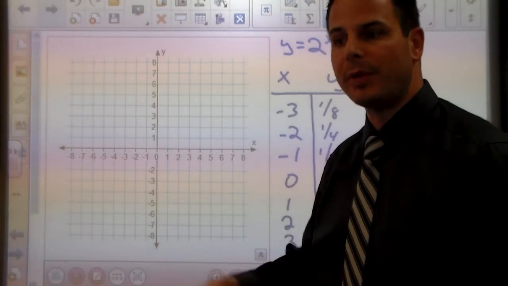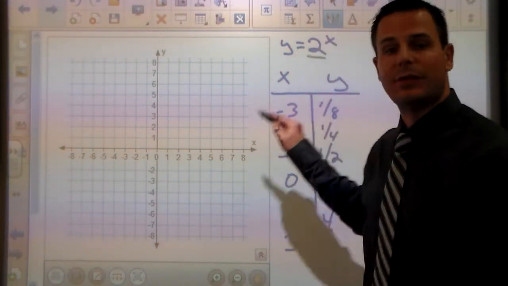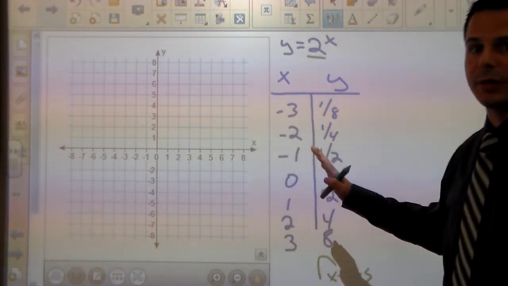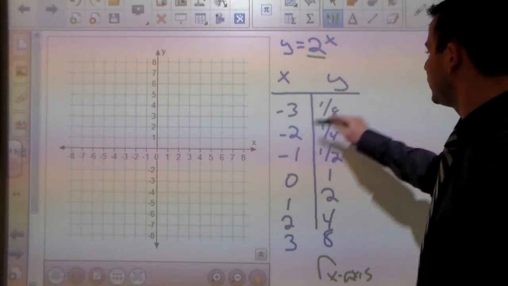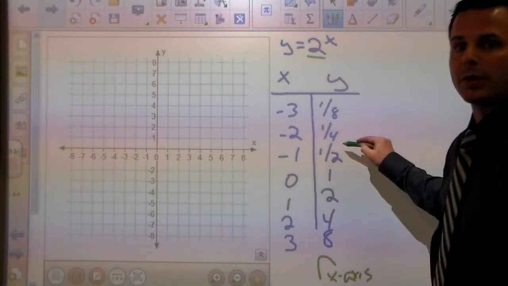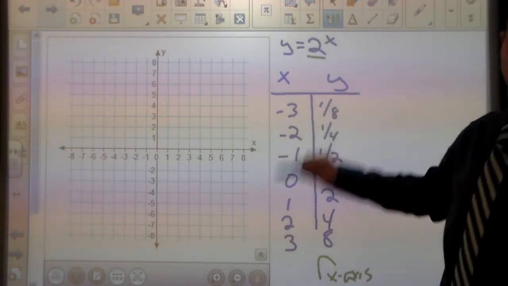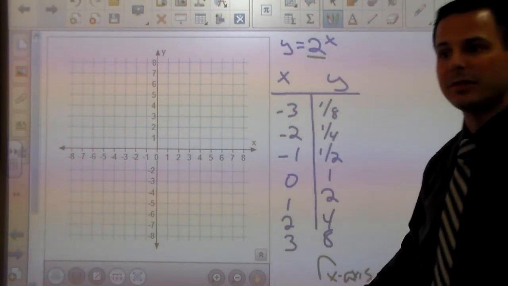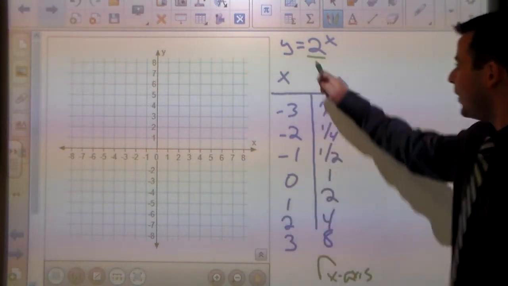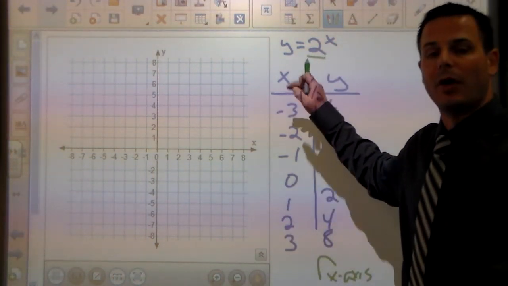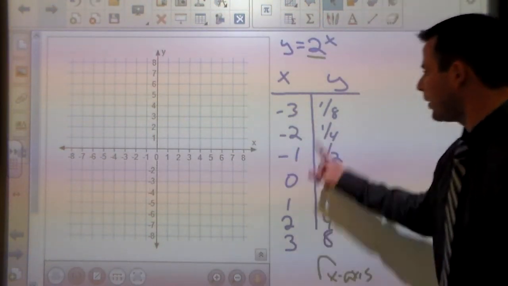However, you should be recognizing a pattern here. The base of our exponential is 2, which is telling you what's happening to your y values. Each y value is being doubled. So 1/8, doubled, 1/4, doubled, 1/2, doubled, 1, double it again, 2, double it again, 4, double it again, 8, double it again, 16, 32, 64, 128. The base of the exponential is telling you how your y values are increasing. So let's plot these ordered pairs.